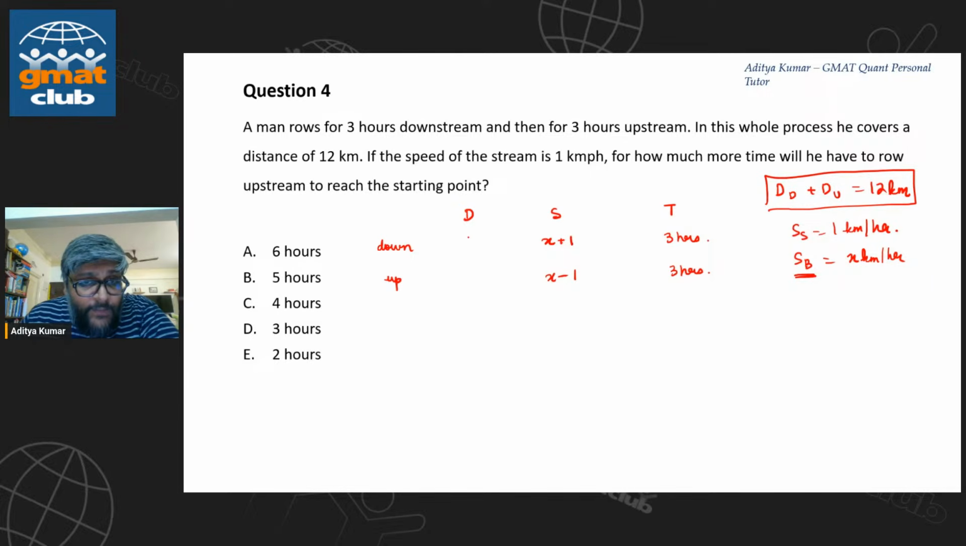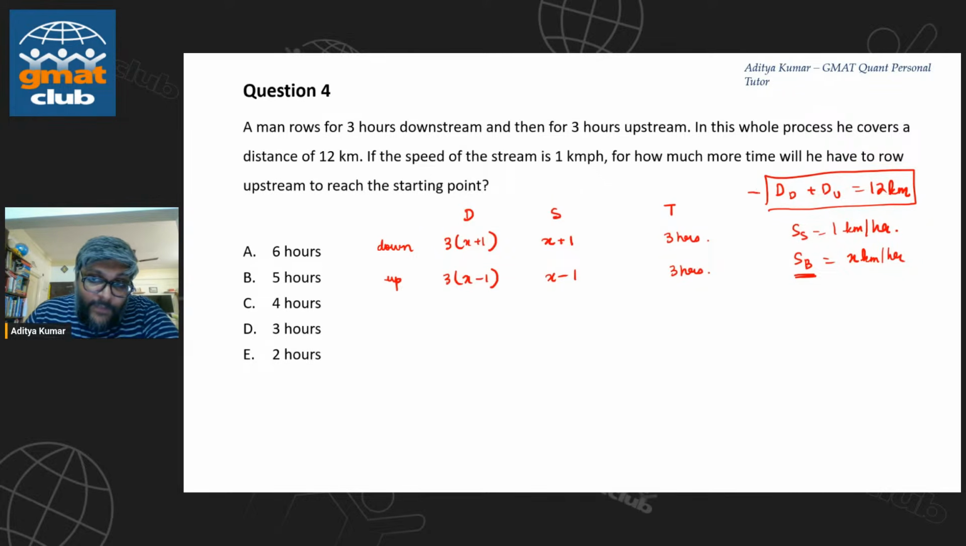I'm not going to put another variable for distance, right? And make it more convoluted. I know distance is speed into time. So 3 times x plus 1 is my distance. 3 times x minus 1 is the distance. Now I'm going to piece the information together.